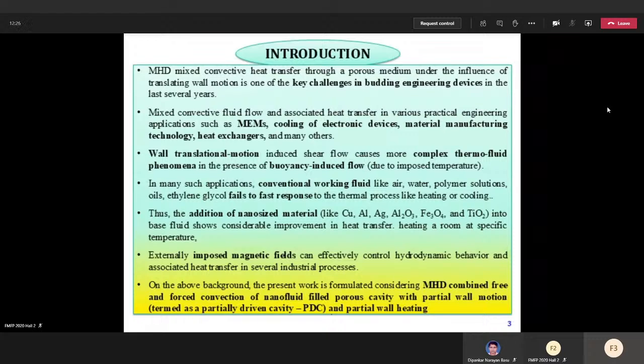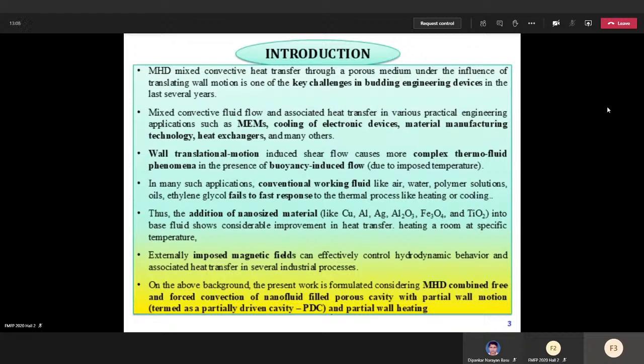Usually in many applications, conventional working fluids like air, water and glycol fail to respond fast in thermal processes like heating and cooling. But the inclusion of nano-sized conducting materials like copper, alumina, etc., with the base fluid shows considerable improvement in the heat transfer process, and an imposed external magnetic field can effectively control the hydrodynamic behavior. It also lessens the heat transfer rate, but it has several industrial applications.